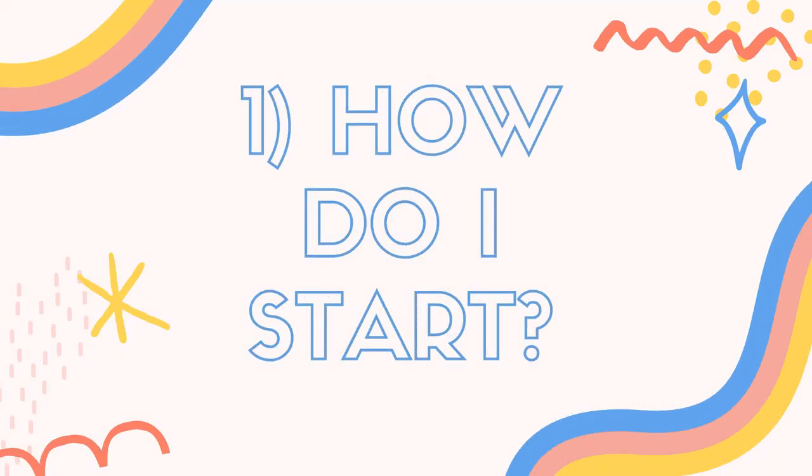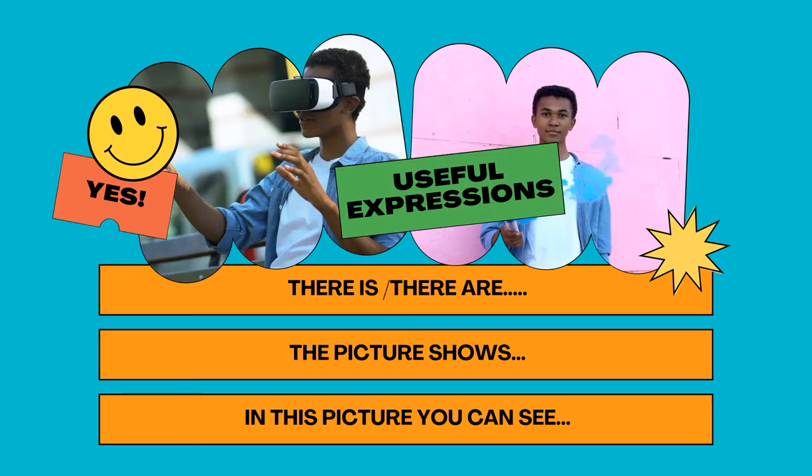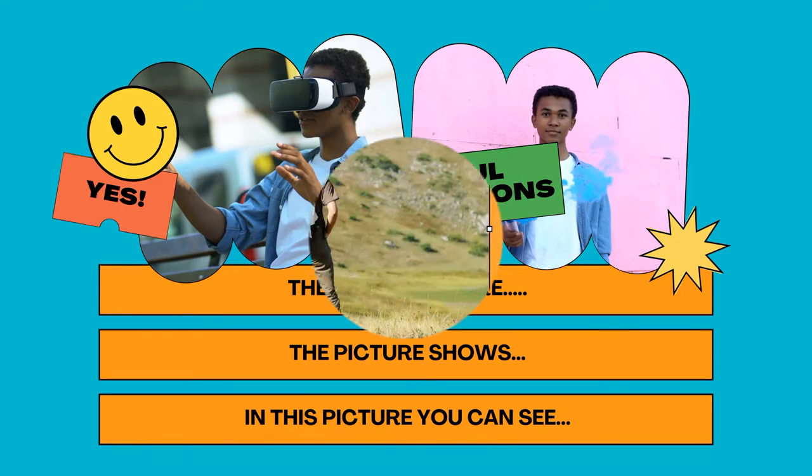First step, how do I start? Well, I start with a summary and a general description of what is in the picture and what you can see. In a way, it is as if you were describing the picture for a blind person. Try to answer the following questions: who, what, where, and when. Useful expressions to be used can be "there is," "there are," "the picture shows," or "in this picture you can see." Remember not to mix them, saying, for example, "in this picture shows."